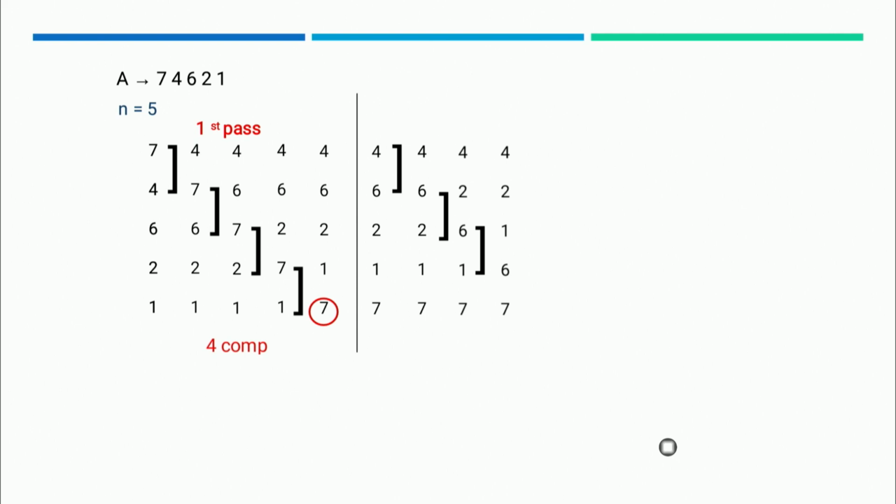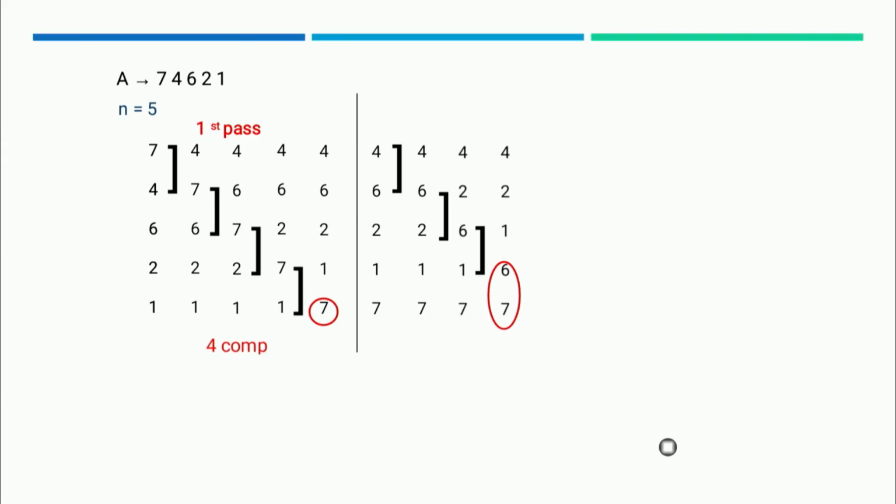Next, what I have to do is compare 6 and 7. Do we need to compare those two values? No, because they are already sorted. So, can you tell me how many comparisons we have performed? Totally, we have performed 3 comparisons. So, this is the second pass.